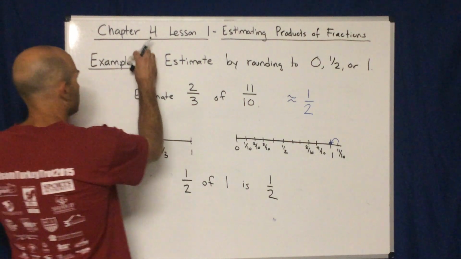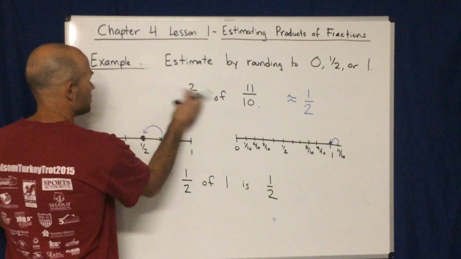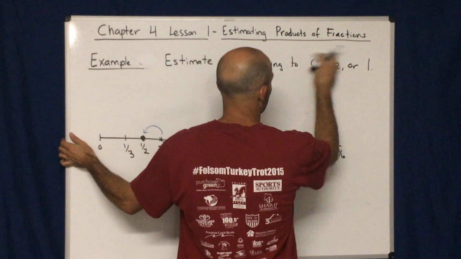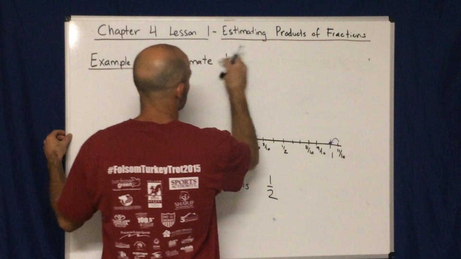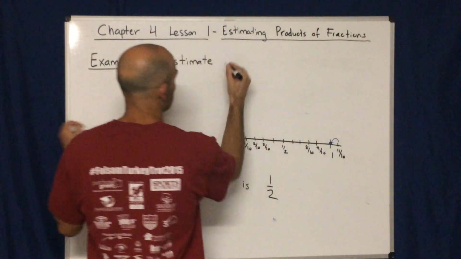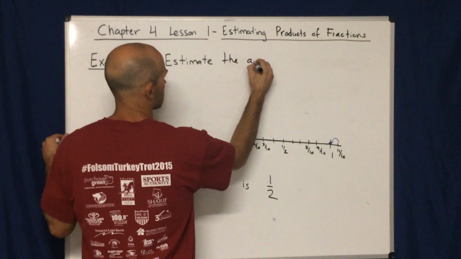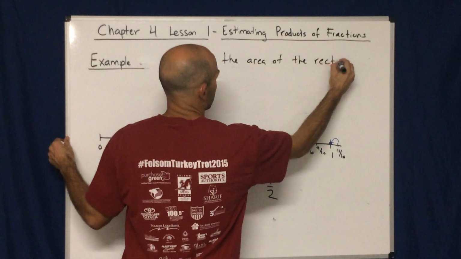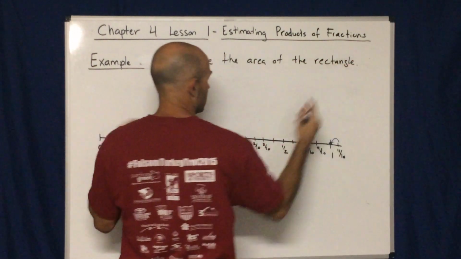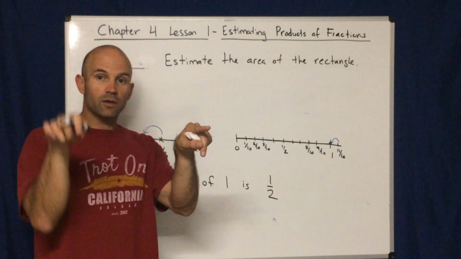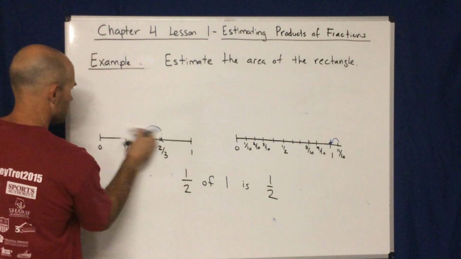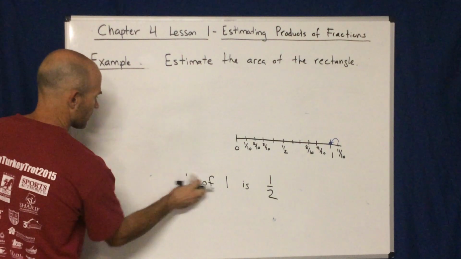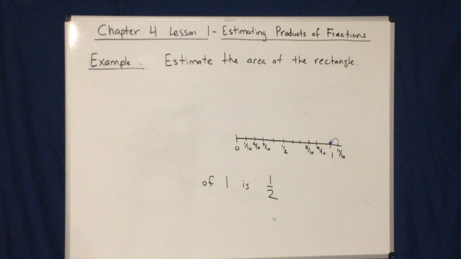All right, so the last example that I want to give is a geometric problem, where we're going to estimate the area of a rectangle. So estimate the area of the given rectangle. Right, so the area of a rectangle is the base length of the rectangle times its height. And so let me draw the rectangle that we're going to estimate the area of. It looks like this.